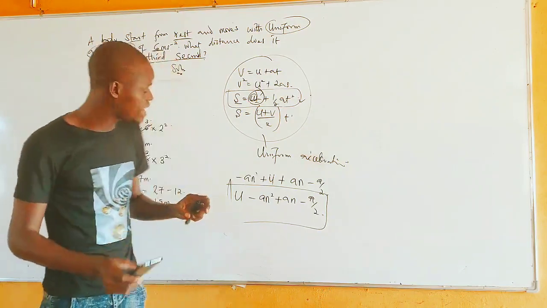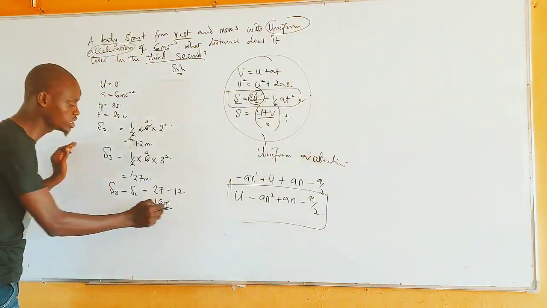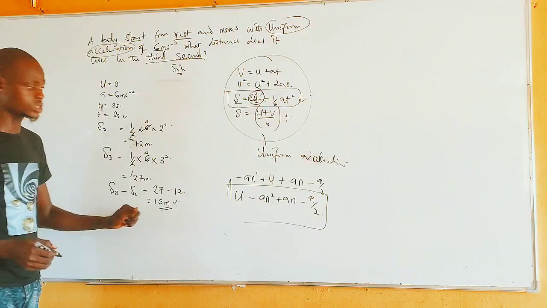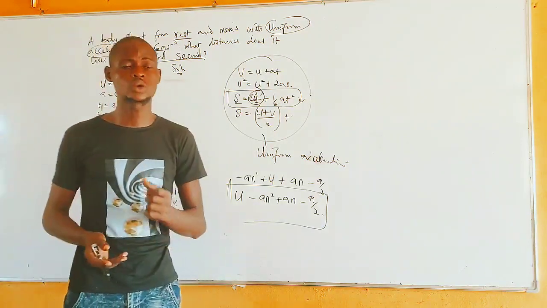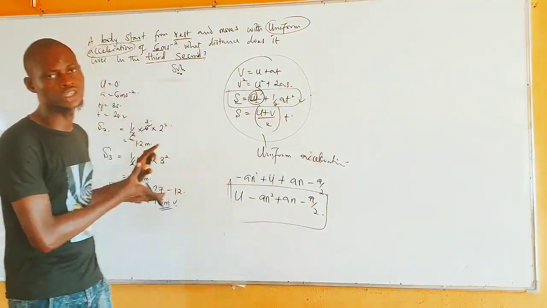So my distance here is equal to 15 meters, which is found in the options. Option A is equal to 15 meters. Now, these are past questions in JAMB.